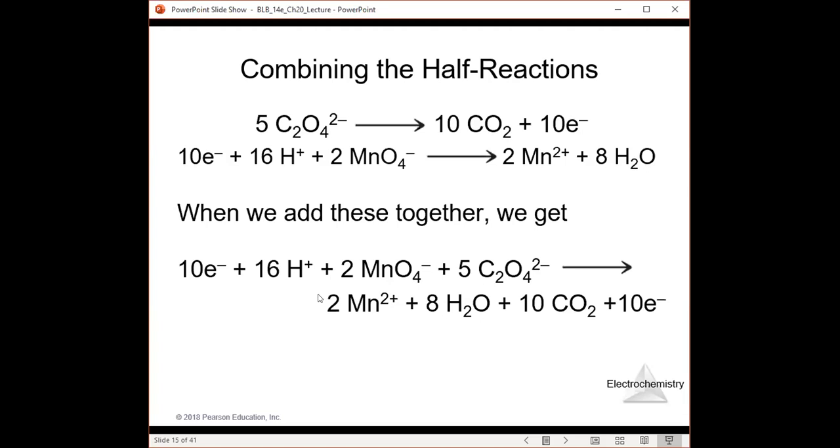So when you add those together, you get all of this right here. So you got 10 electrons on one side, 10 electrons on the other side. You got 16 H's here, 16 H's here, 2 Mn, 2 Mn. Let's see. They got 10 C, yep, 10 CO2, 10 C's, 10 C's right there. So you have to make sure, just like you balancing a chemical equation, that everything is balanced.